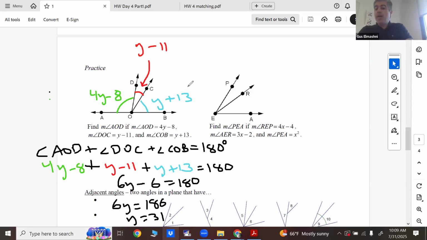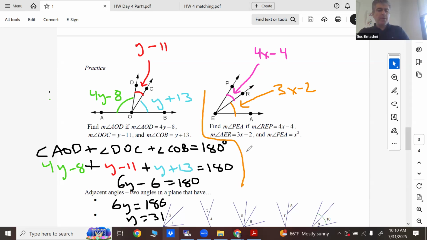So go and try the next one. I'll label again for you guys. We'll use some different colors. PER, another frown face, is 4x minus 4. And let's use orange. REA or AER is 3x minus 2. And the whole shebang, PEA, is x squared. I'll work it out too. Go ahead and try it out.